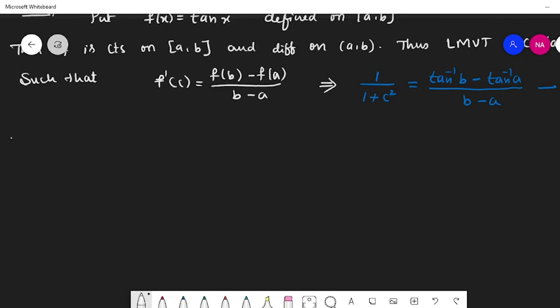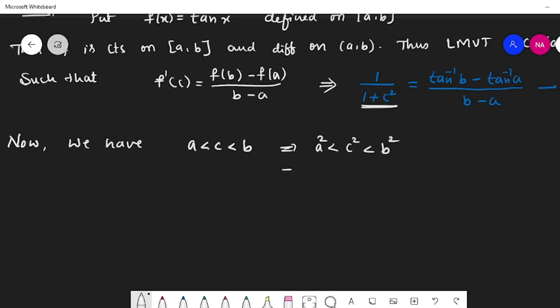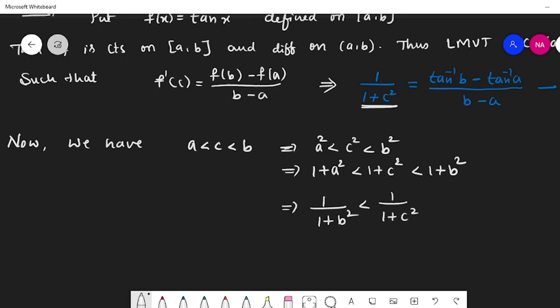Now, same as the previous problem, we have a less than c less than b. Keep this in mind. That implies a square is less than c square less than b square, which implies 1 plus a square is less than 1 plus c square is less than 1 plus b square. So, taking inverse, 1 by 1 plus b square is less than 1 by 1 plus c square is less than 1 by 1 plus a square.